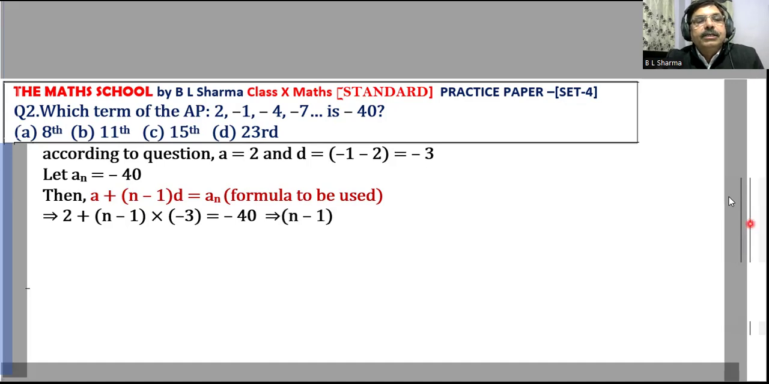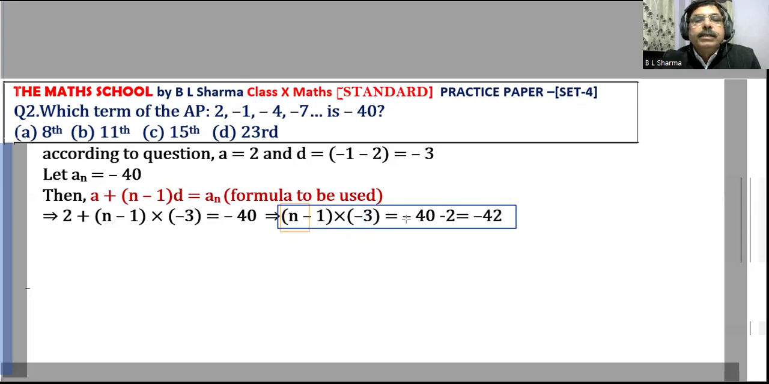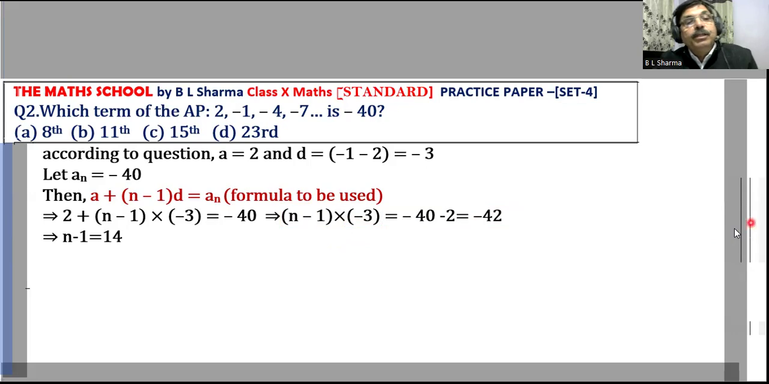So 2 plus n minus 1 into minus 3 is equal to minus 40. You transpose this 2 from left to right side, it becomes minus 2. So minus 40 and minus 2, that is minus 42. Now what to do? We have this equation. You cancel out here. Minus 42 divided by minus 3, that is 14. So n minus 1 will be equal to 14. So what will be the value of n? So n is 15. So we can say C is the correct option. So the 15th term of this given AP is minus 40, and this is the answer of this question.